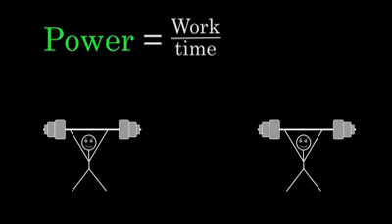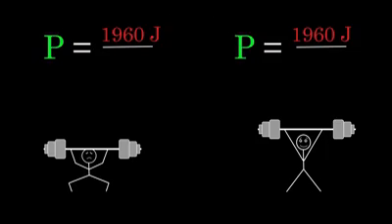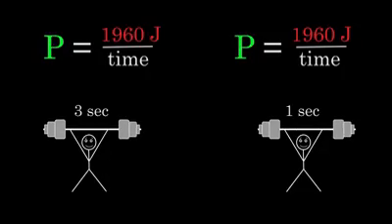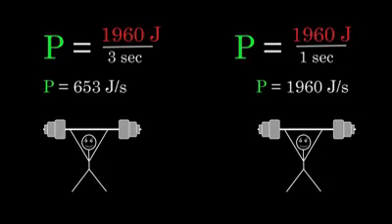To be specific, power is defined as the work done divided by the time that it took to do that work. We already said that both weightlifters are doing 1,960 joules of work. The weightlifter on the right takes 1 second to lift his weights, and the weightlifter on the left takes 3 seconds to lift his weights. If we plug those times into the definition of power, we'll find that the power output of the weightlifter on the right during his lift is 1,960 joules per second, and the power output of the weightlifter on the left during his lift is 653 joules per second.